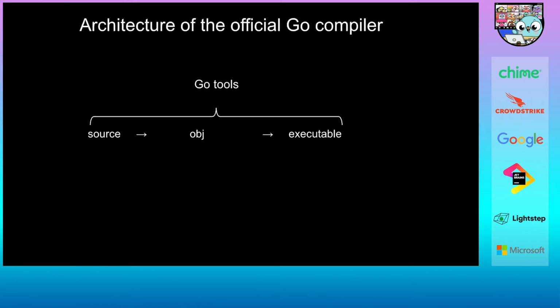On the other hand, this is how the official Go works. Go tools include assembler and linker. This is a perfect self-hosting, but I didn't write assembler or linker, so my compiler is not 100% self-hosting yet.